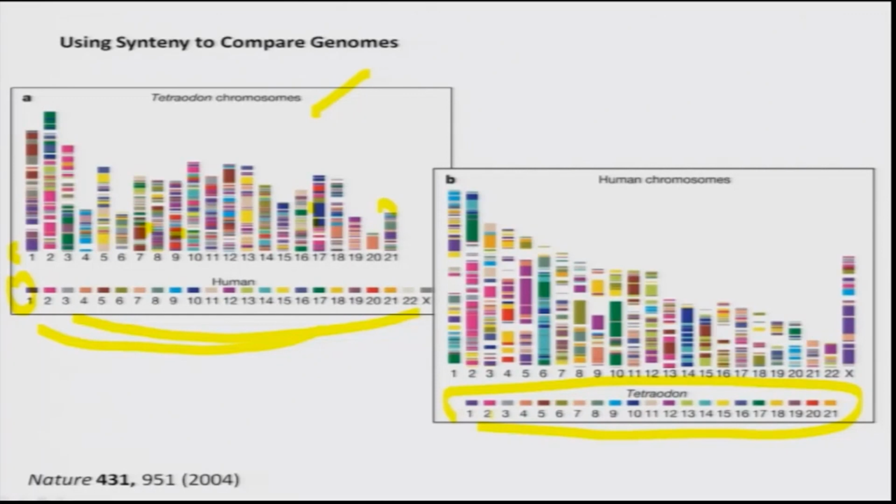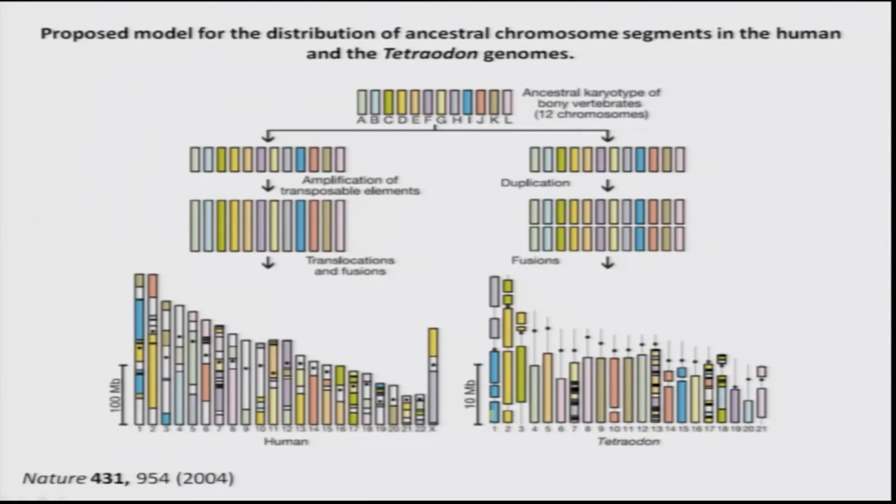And when you compare a fish with a human, it looks scattered. But if you compare a mouse with human, you will find there are many regions that are present in larger segments like this. Based on that kind of comparison, they went on to propose what is called an ancestral karyotype, a chromosome set for the bony vertebrates, because the bony vertebrates evolved from soft-bodied fishes, and that led to massive genome duplication, leading to the kinds of fishes that you see. So this is the ancestral karyotype.